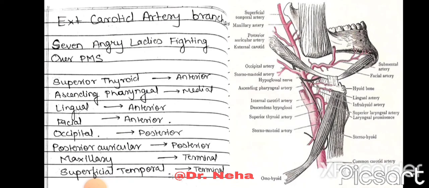The branches of the external carotid artery are 8 in number, and they can be remembered by this mnemonic, that is 7 angry ladies fighting over PMS. 7 means superior thyroid artery, angry means ascending pharyngeal artery, ladies means lingual artery, fighting stands for facial, over is for the occipital artery, P is for posterior auricular artery, M stands for maxillary artery, and S stands for superficial temporal artery.